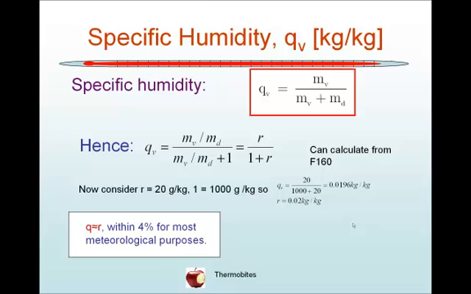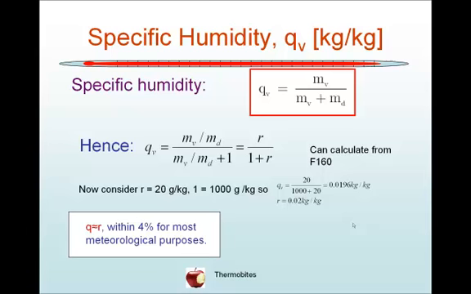So consider, for example, a mixing ratio of 20 grams per kilogram. The unit value of unity in the denominator is going to be 1,000. That's 1,000 grams per kilogram. And so QV, the specific humidity, is 20 over 1,000 plus 20, which is 0.0196 kilograms per kilogram. And the mixing ratio is 0.02 kilograms per kilogram.